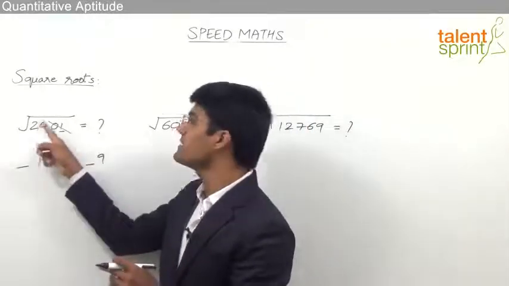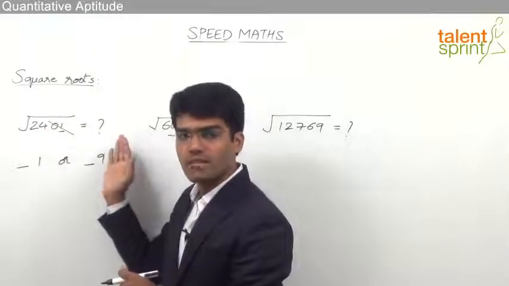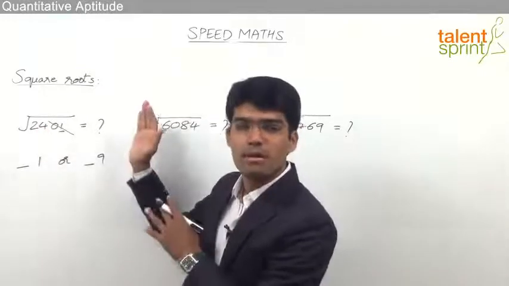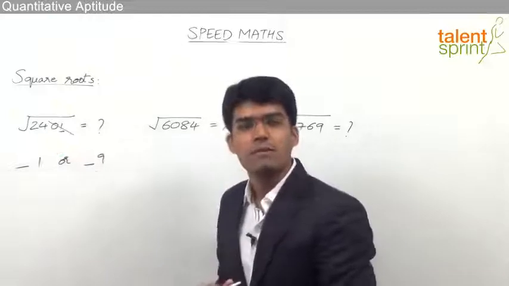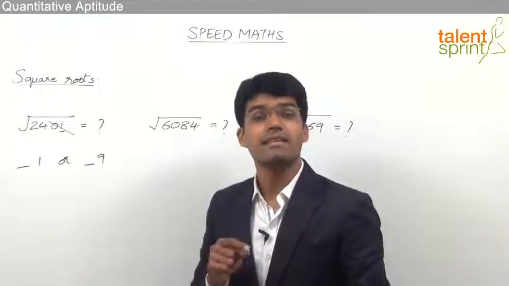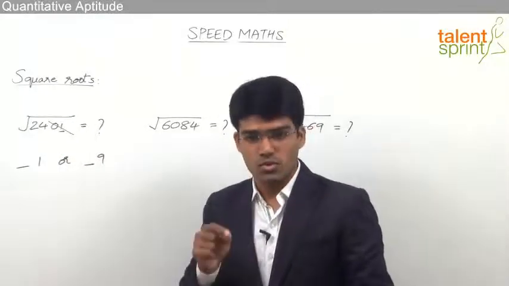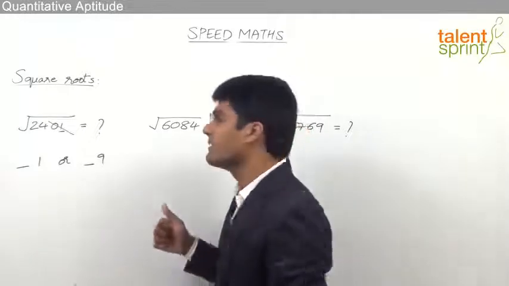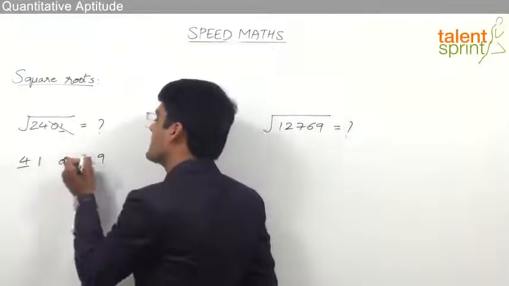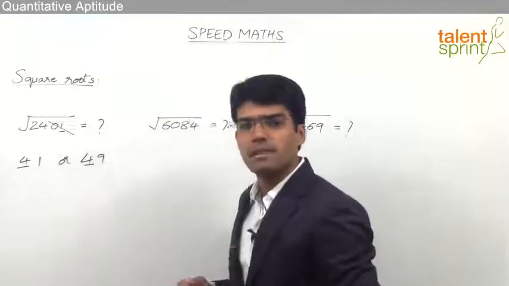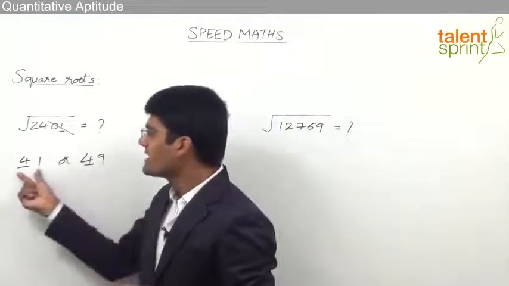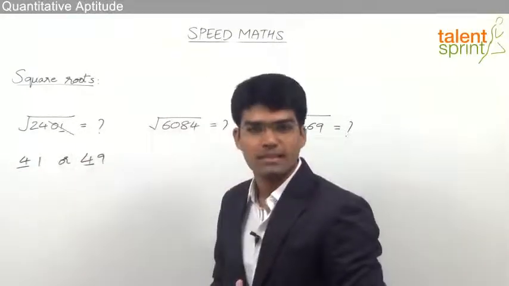5 square, 25, is more than 24. Remember, we always have to go on the lesser side. So what is a number which is immediately less than 24 and a perfect square? It is 16. 16 is nothing but 4 square. So that 4 will be the tens place. That is the second step of the procedure. That means now we know that the answer is either 41 or 49.